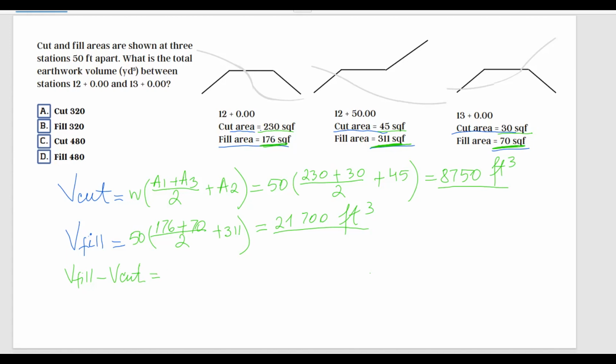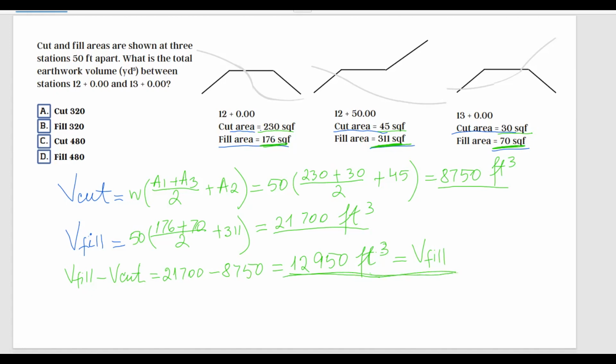If we subtract these two, V fill minus V cut, this is going to be equal to 21,700 minus 8,750. And this is going to give us a volume of 12,950 cubic feet. So if you think about it, if you subtract the cut volume from the fill volume, you're still left with 12,950 cubic feet of volume that needs to be filled.